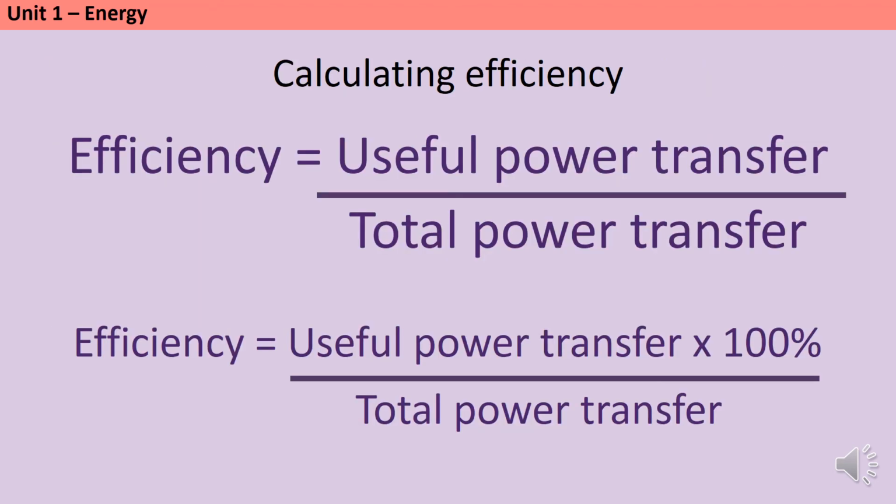Now for each of the 2 equations we've met so far, which have involved energy, we can use the exact same equation but with power instead of energy. So everything else is exactly the same, it's just that the numbers you're given are going to be given in watts rather than in joules.